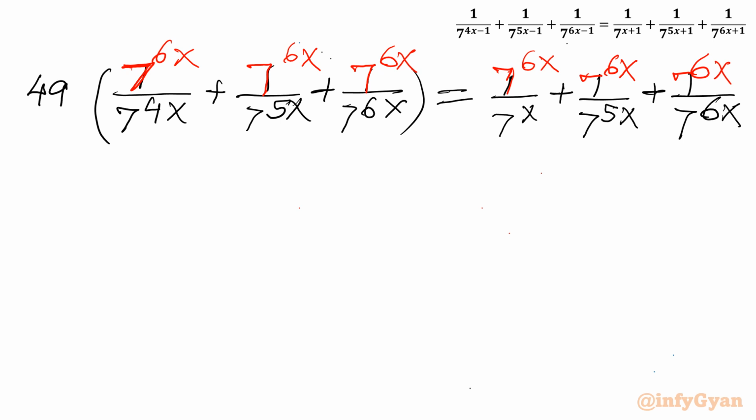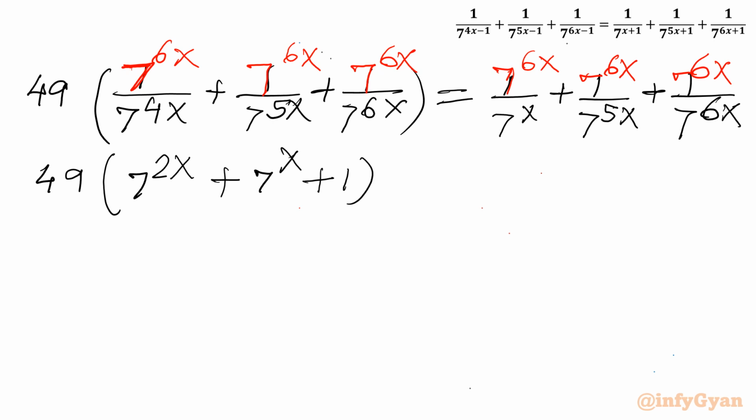Now I will apply our properties of division. So I can write 49 in bracket 7^(6x-4x), so 7^(2x), plus 7^(6x-5x), so 7^x, plus 1, equal to 7^(6x-x), 7^(5x), plus 7^x plus 1.